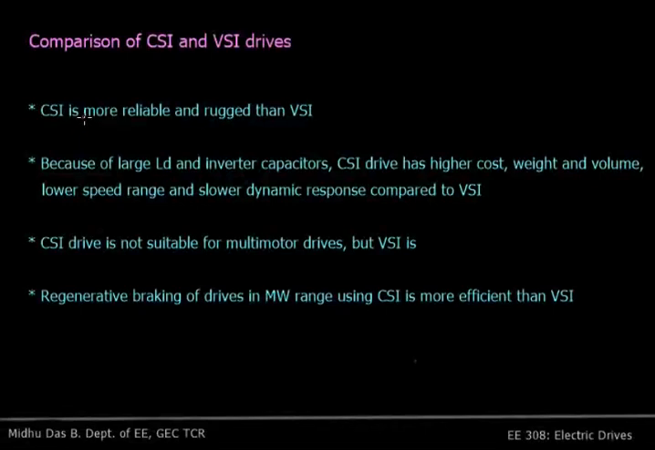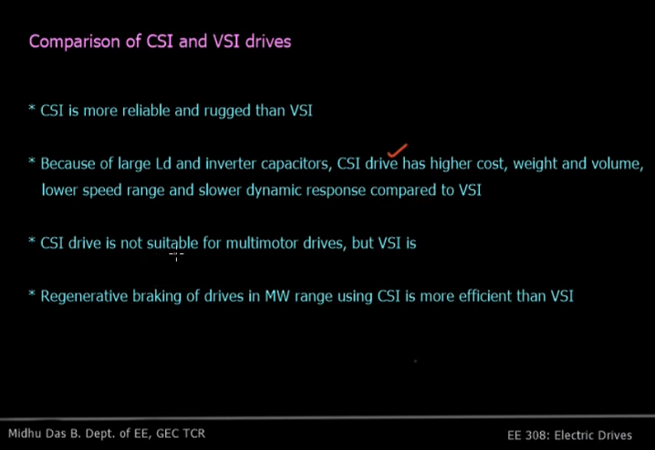When we compare the CSI and VSI drives, we can see that CSI is more reliable and rugged than VSI. We have already discussed that conduction of two devices in the same leg because of commutation failure will not lead to sharp rise of current through them in CSI, and also it has inherent protection against short circuit across the motor terminals. And because of the large LD, the value of inverter capacitors is also large, this will increase the cost of the CSI drive, its weight and volume, and also the speed range will be lowered and dynamic response is slower compared to VSI.